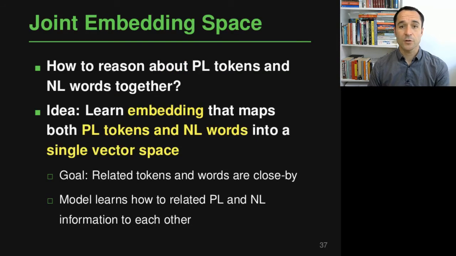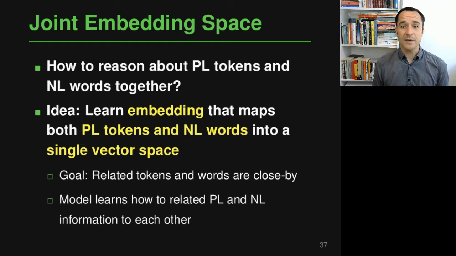So now the question is, how can we reason about both the programming language information and the natural language information? And here we will look into doing this on the level of tokens and words. So the program is basically represented as a sequence of tokens, as in the rest of this module, and the natural language information is represented as a sequence of words. The key idea here is to learn a joint embedding space.